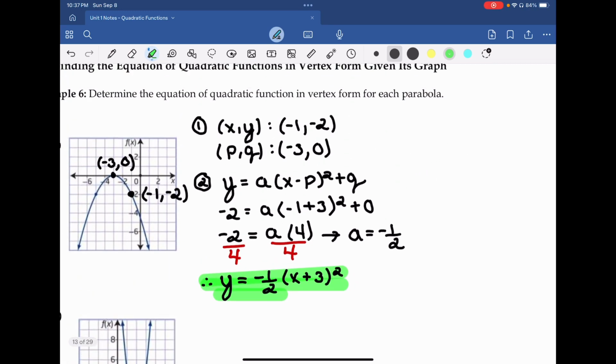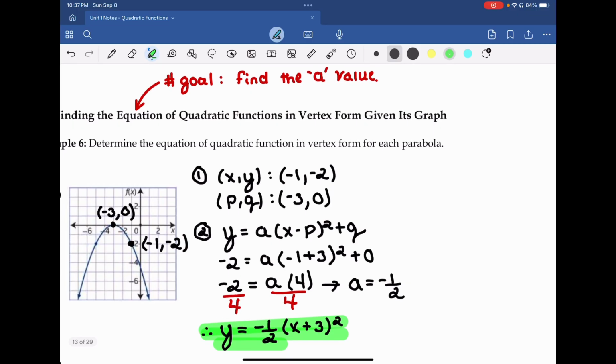Perfect. So again, number one goal, always find the a value. What changed from our last page to this page: rather than being just given the points and the information, now we have to find them on the graph and point them out and then use them to help us solve in the exact same way.